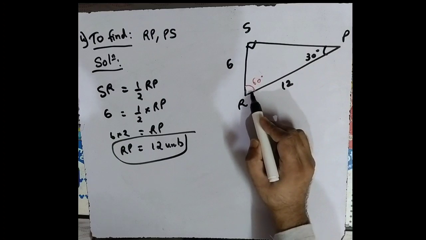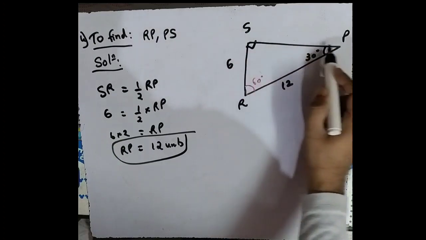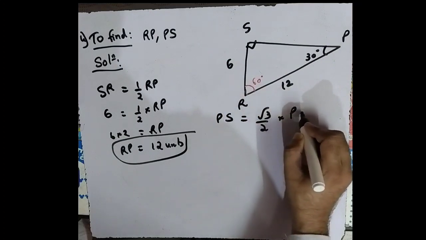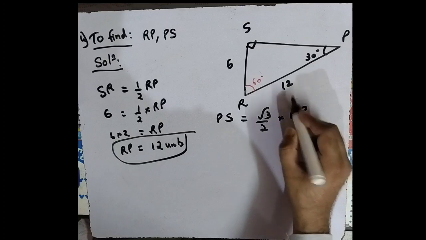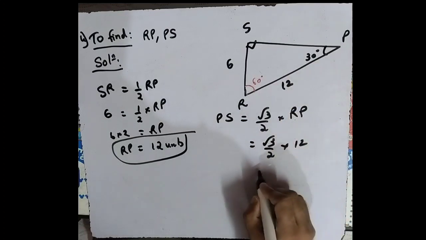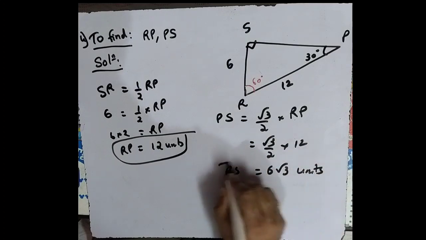Side PS is opposite to 60 degrees. And the theorem says the side opposite to 60 degrees is root 3 upon 2 into the hypotenuse. In the place of RP will come 12, and this cancellation will give you 6 root 3 units.